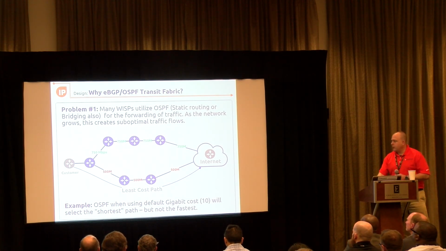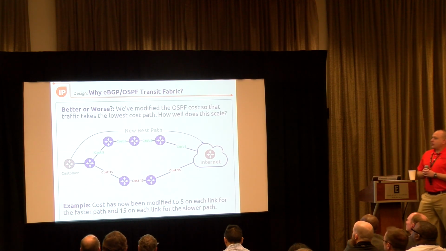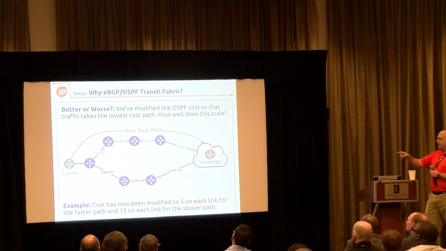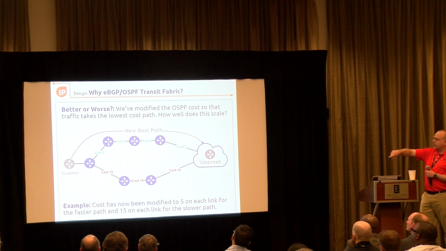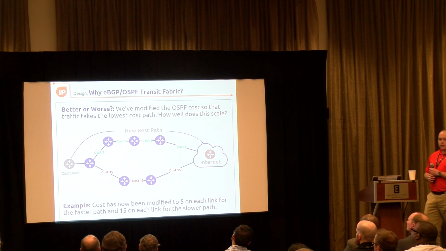So how would we go about fixing that in OSPF? We can modify the cost on the lower path in OSPF and say, okay, instead of 10, I'm going to make it 15 and 15 and 15, and make it 5, 5, and 5 on the top. So it's a lower cost to get on the path, and that's our new best path up the northern, faster side. Everything's great, right?